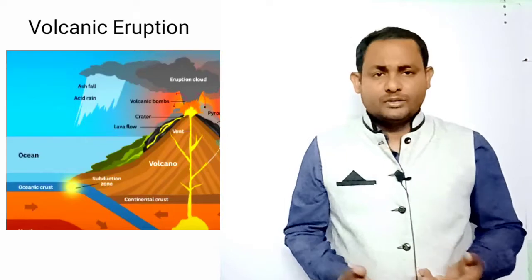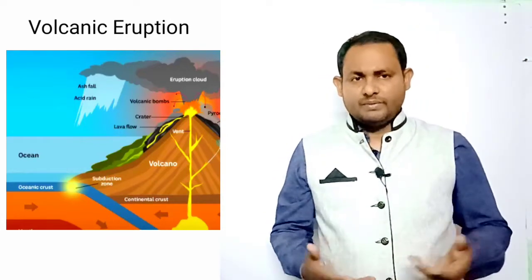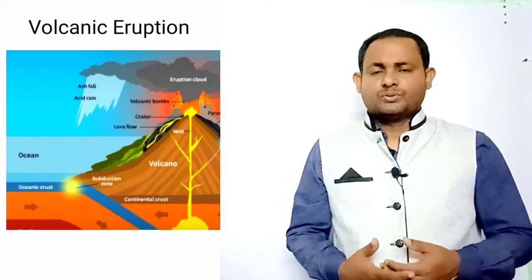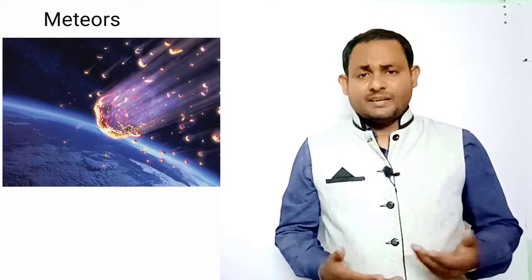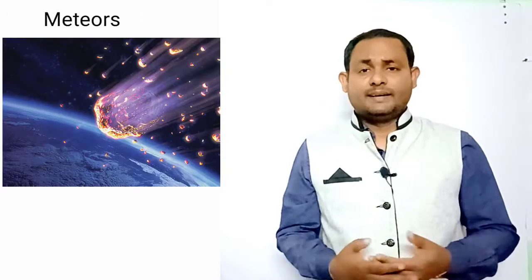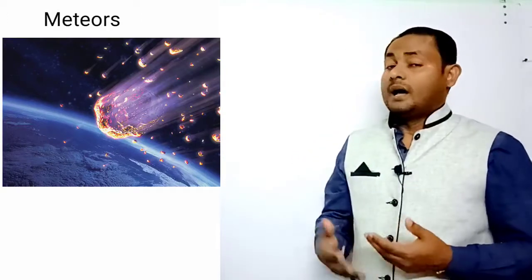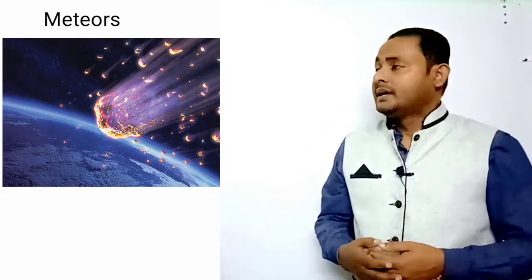Next I talk about indirect sources of information. They are very important. First of all, meteors. Meteors are bits of interplanetary material falling through the earth's atmosphere, heated to incandescence by friction.